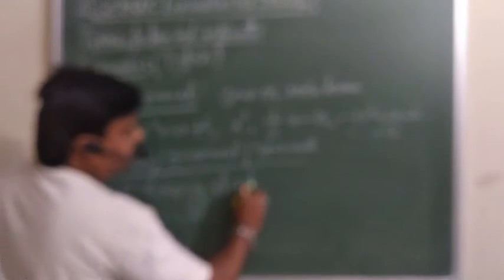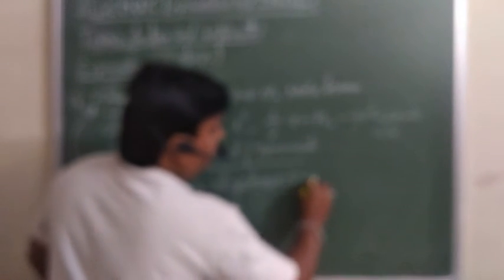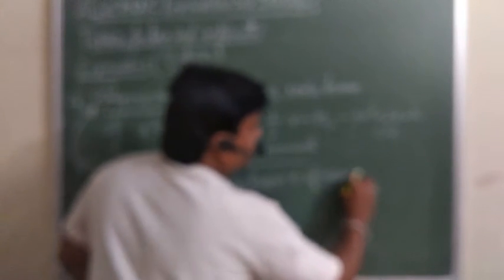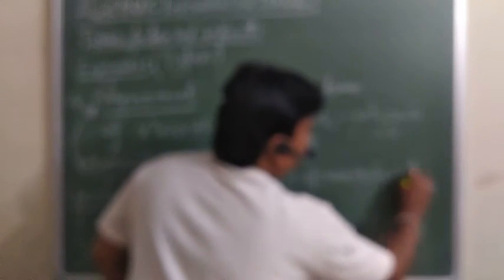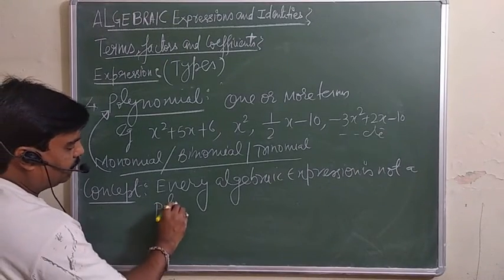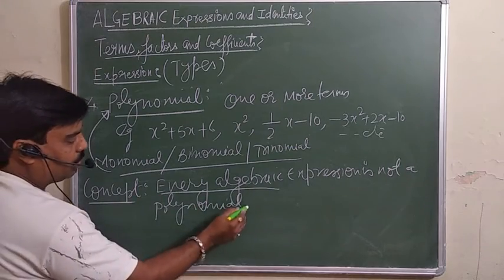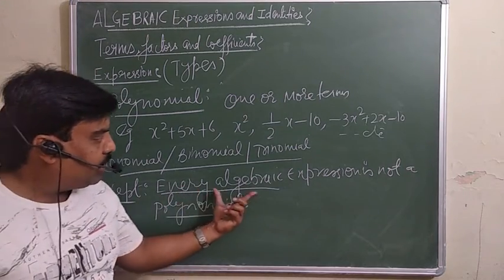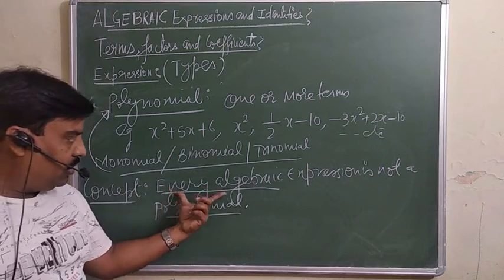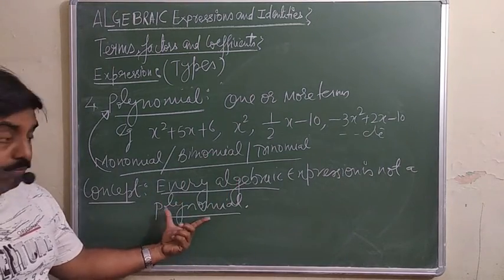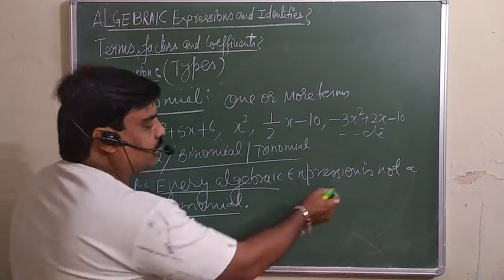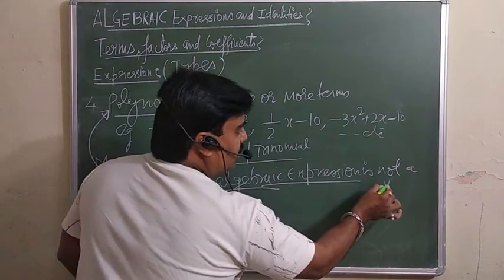Now the concept is here. Every algebraic expression is not a polynomial. हर algebraic expression polynomial नहीं है. Now question is which algebraic expressions are not a polynomial? हर algebraic expression polynomial नहीं होता. क्वेश्चन ये है कि कौन से ऐसे algebraic expression है which are not a polynomial.